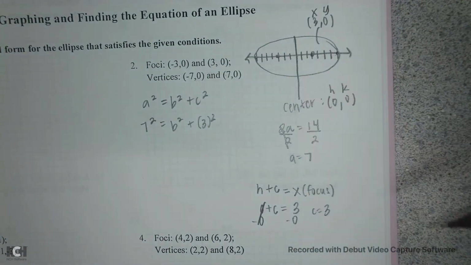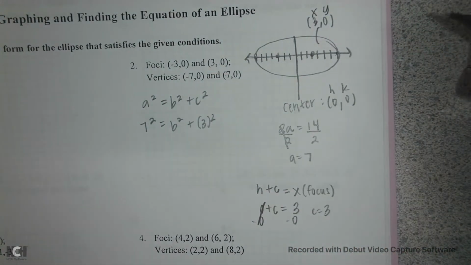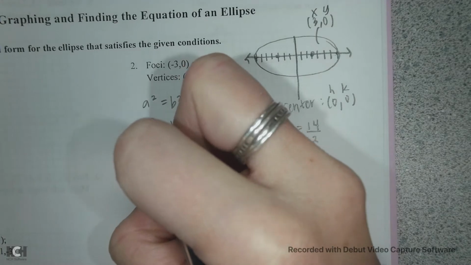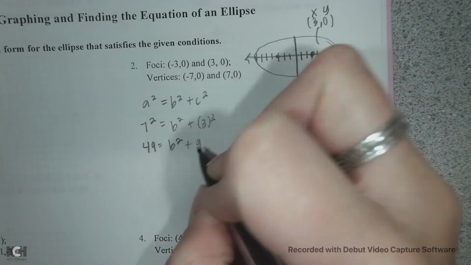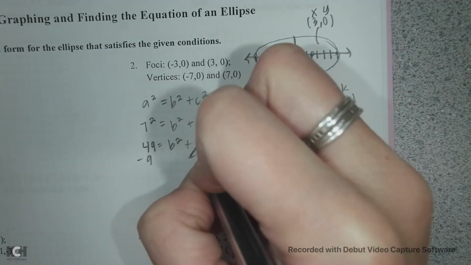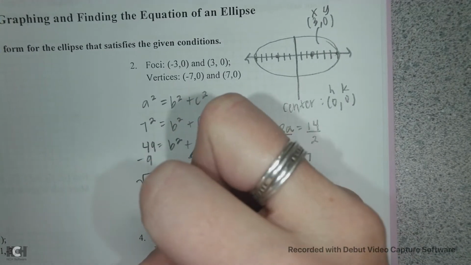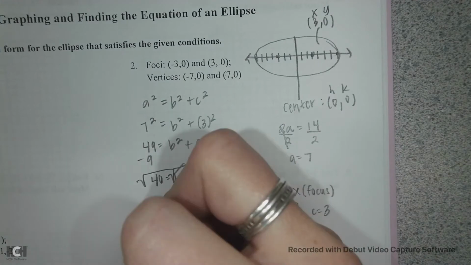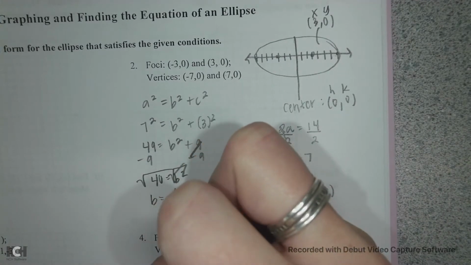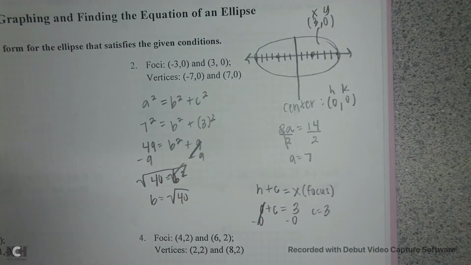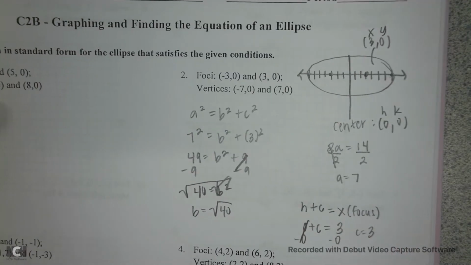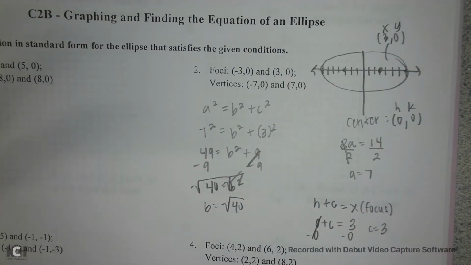And if you get a negative for C, it's fine because we're going to square it and get a positive anyways. So 49 equals B squared plus 9, minus 9 on each side. And 40 is equal to B squared, and the square root of B squared, B is equal to the square root of 40. And you don't have to do anything else. Okay, now we're ready for our formula. It just doesn't seem like we are, but we are.